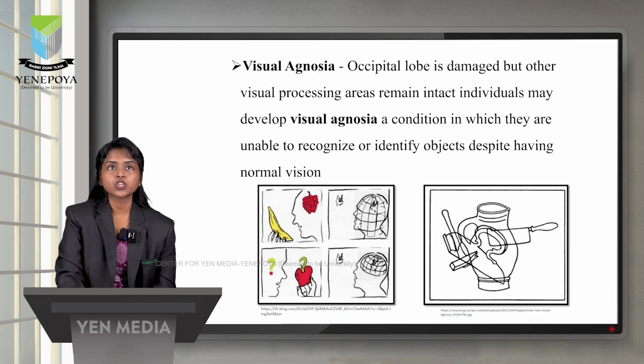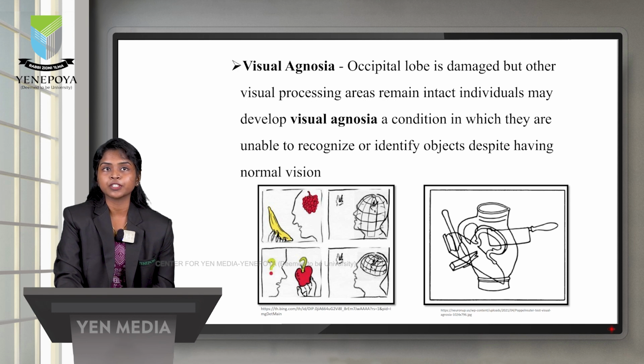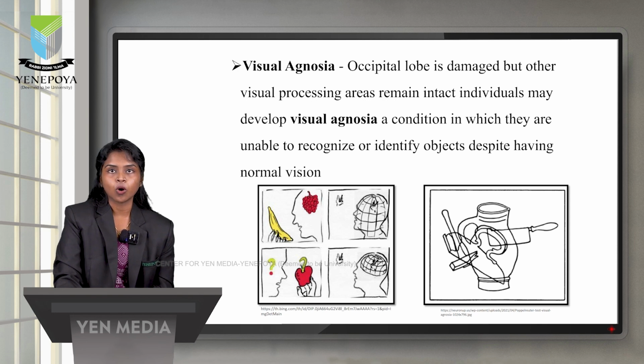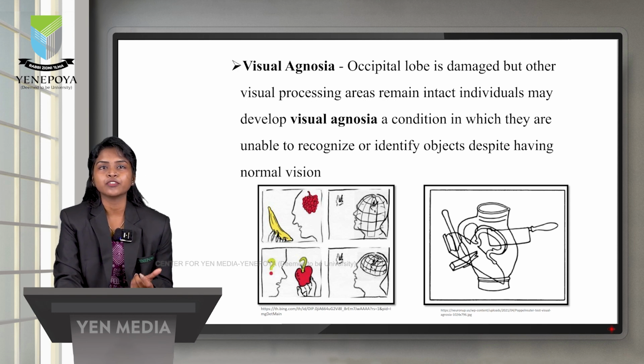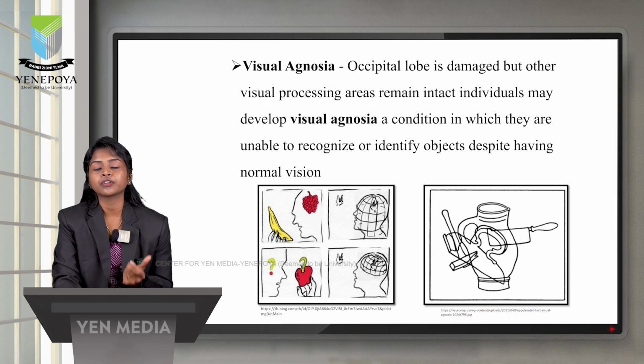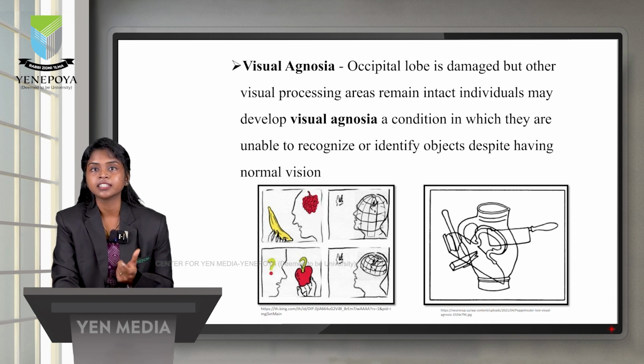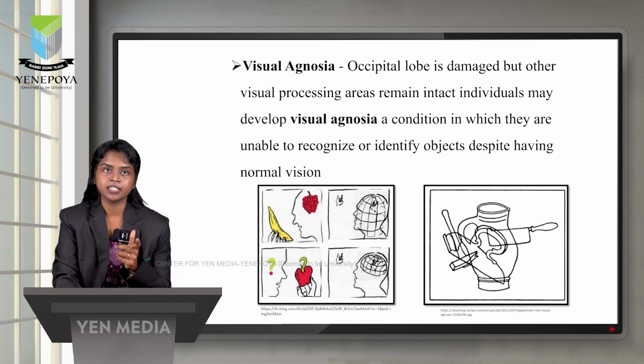So next is visual agnosia. If the occipital lobe is damaged but other visual processing areas remain intact, an individual may develop visual agnosia. In this condition they are unable to recognize or identify objects despite having normal vision. You can see in this image the patient couldn't identify how many objects are inside it. They couldn't predict what the things are, they couldn't separate the images as we have given here.